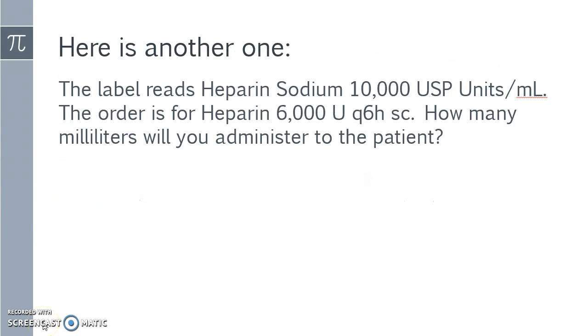We have a label that reads heparin sodium 10,000 units per mL, and the order is to give 6,000 units subQ every 6 hours. How many mLs are you going to administer? Now, sometimes people get units confused and think it's something totally different, but units is just a measurement like milligrams. So pause the video now and figure out your answer.